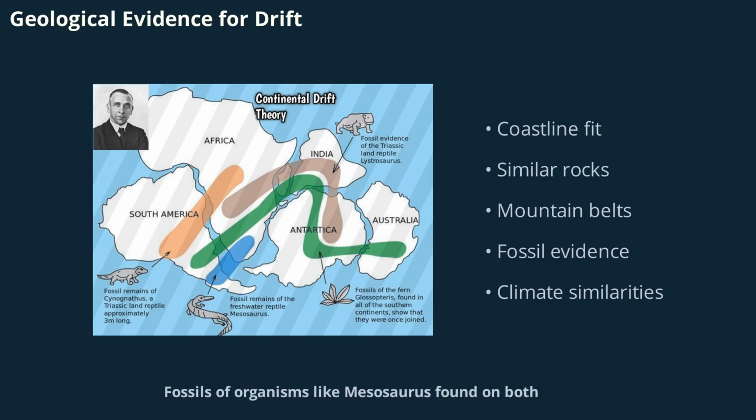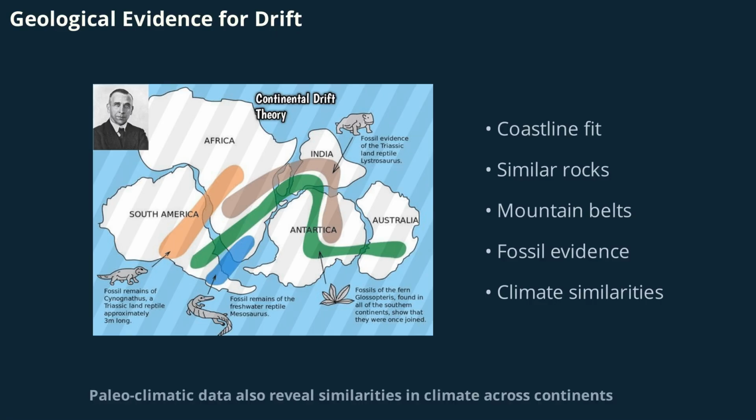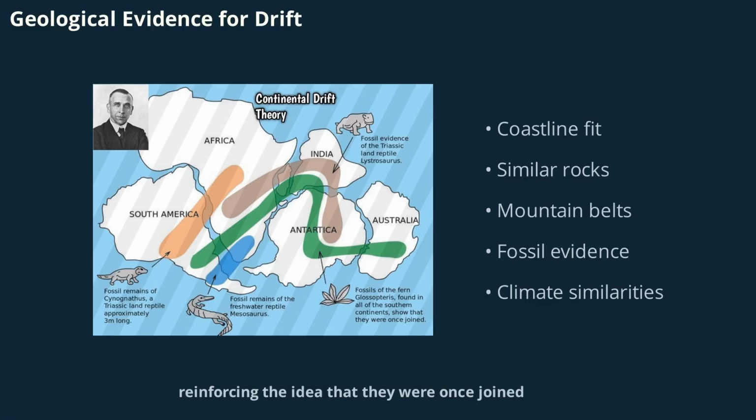Fossils of organisms like Mesosaurus found on both sides of the Atlantic further support the theory. Paleoclimatic data also reveal similarities in climate across continents, reinforcing the idea that they were once joined.